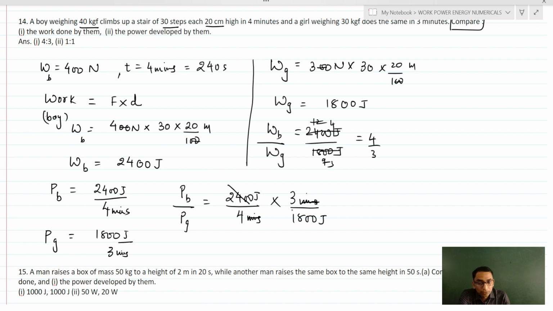Minutes getting cancelled, so we need not convert that into seconds, right? And this 2400 divided by this 1800 was already 4 by 3, so 4 by 3 into 3 by 4, so answer is 1:1. That is the answer to the problem. So whenever you are being asked to find the ratio, please do not convert minutes into seconds. That is of no use.